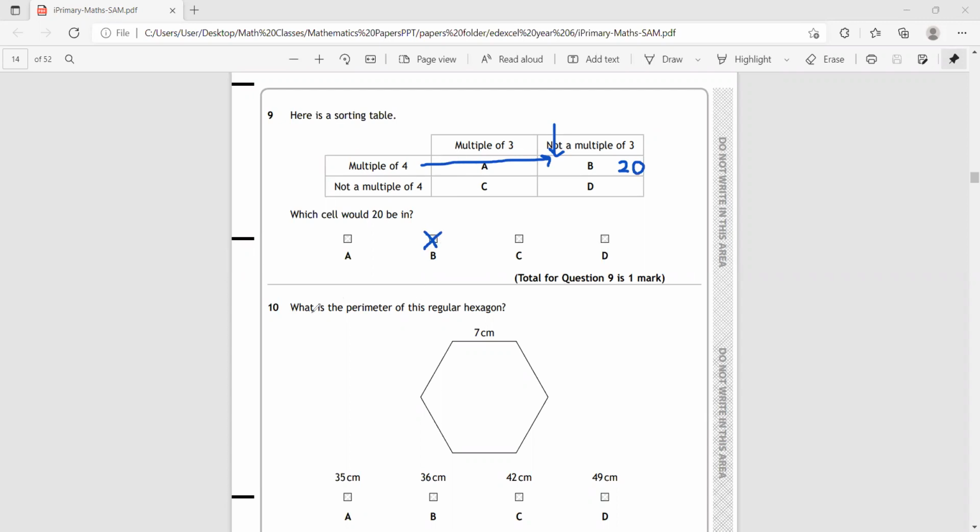The next one: what is the perimeter of this regular hexagon? We know regular means all the sides are the same and all the angles are the same. We can see all these sides are the same, and hexagon means there are 6 sides. If one side is 7 centimeters, 7 times 6 gives you 42. These are the answers for the first 10, and the other 10 questions you all can try.